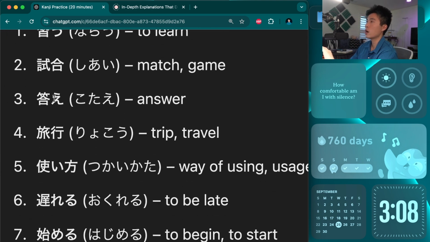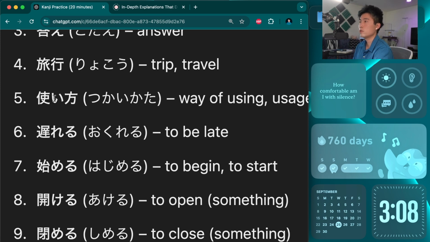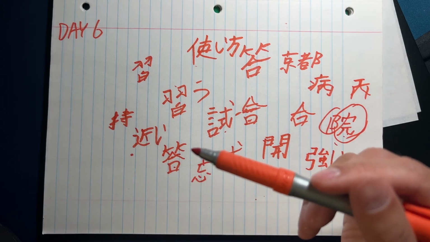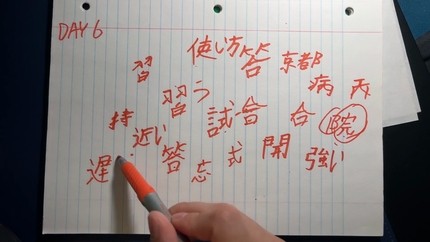So we already know narau, shiai, kotae, ryoko, and tsukaikata is something that we can recognize for sure, but let's write it. So it has this one, which I believe means person, and then this weird loopy thing. That wasn't so great, but then kata is pretty simple. These shortcuts kind of suck. Okay. Tsukaikata, okureru. Okureru is always a difficult one for me.